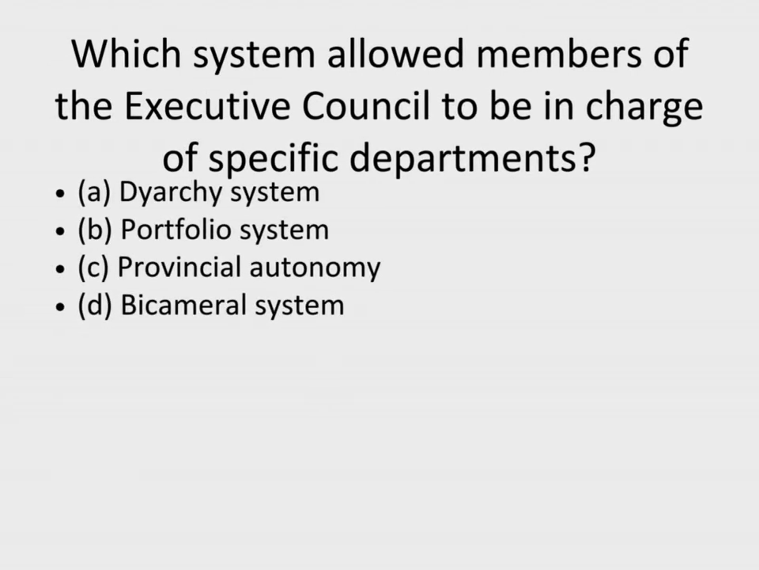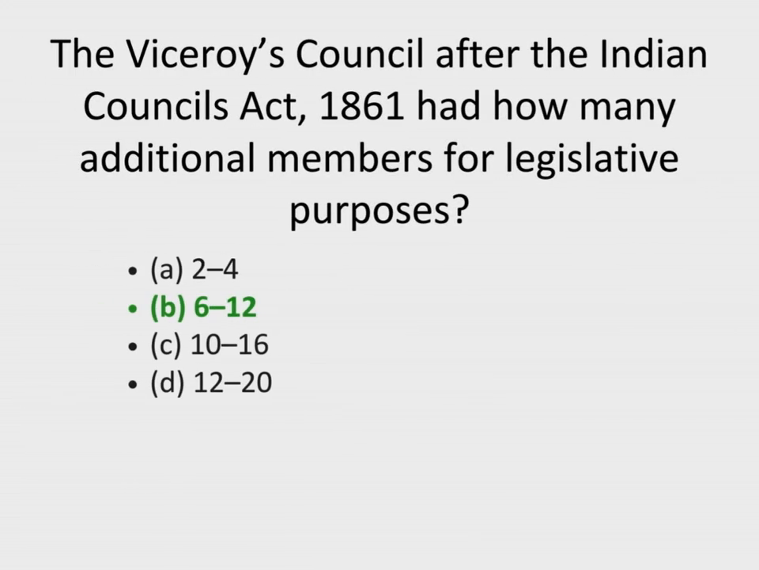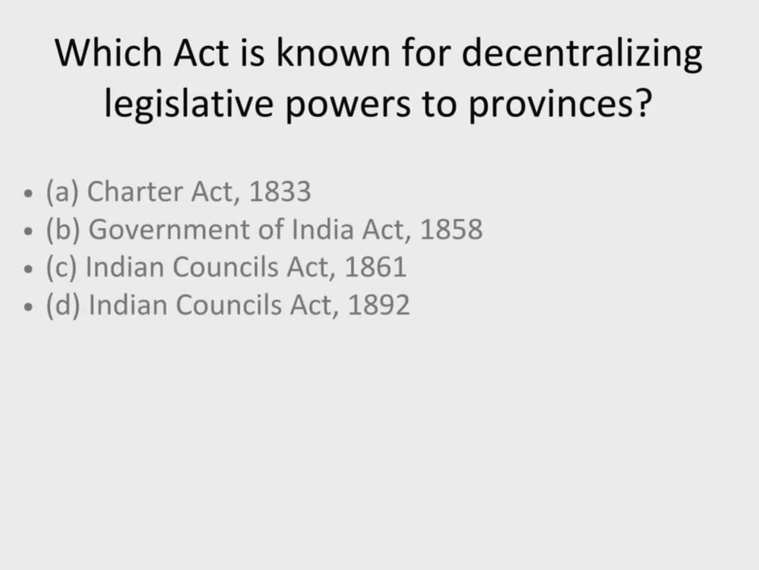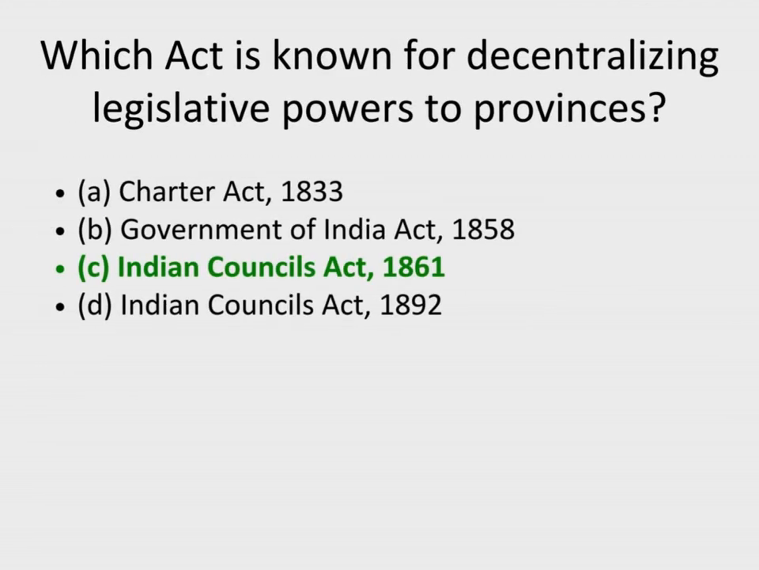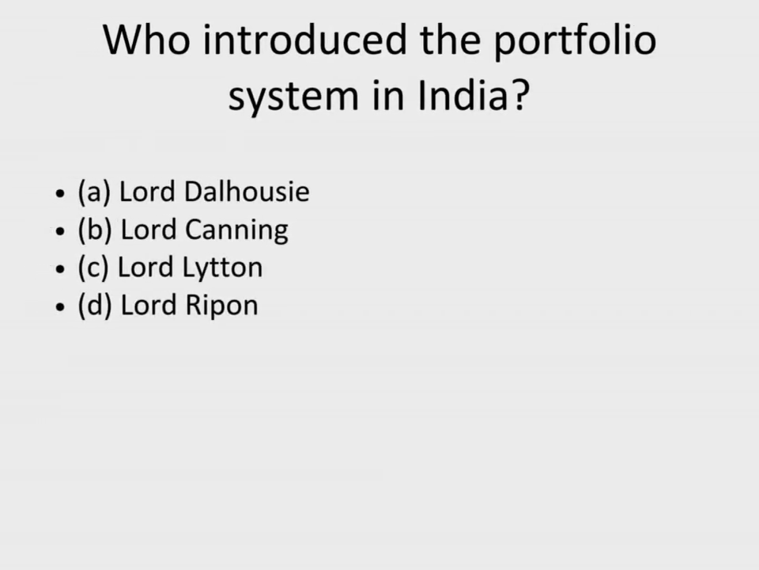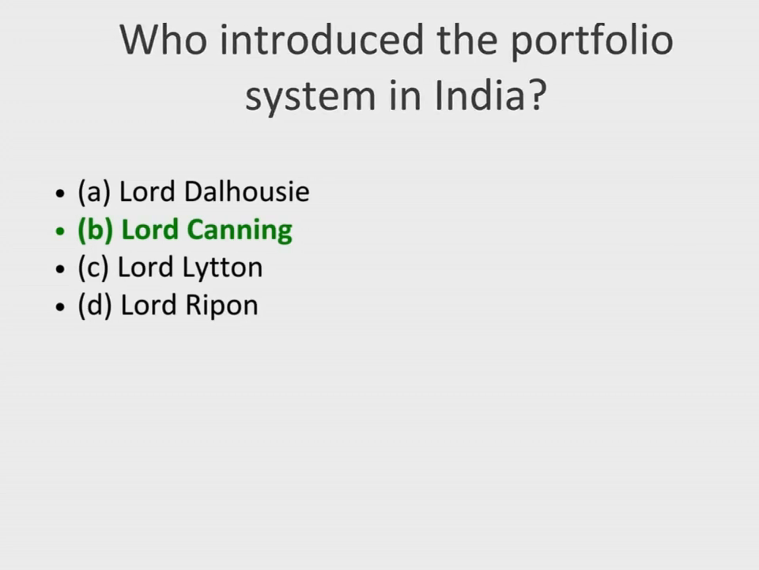12. Which system allowed members of the Executive Council to be in charge of specific departments? Correct answer, B. Portfolio system. 13. The Viceroy's Council after the Indian Councils Act, 1861 had how many additional members for legislative purposes? Correct answer, B. 6 to 12. 14. Which act is known for decentralizing legislative powers to provinces? Correct answer, C. Indian Councils Act, 1861. 15. Who introduced the portfolio system in India? Correct answer, B. Lord Canning.